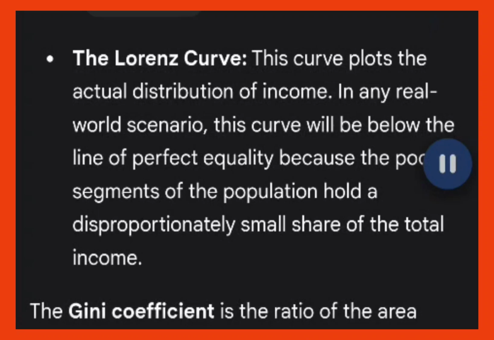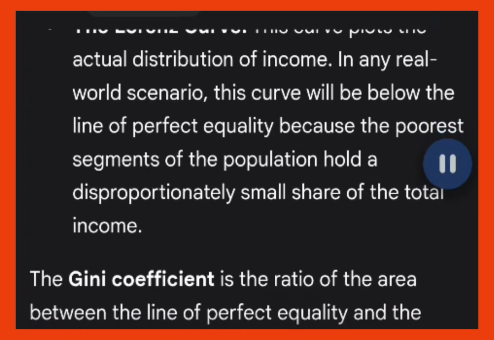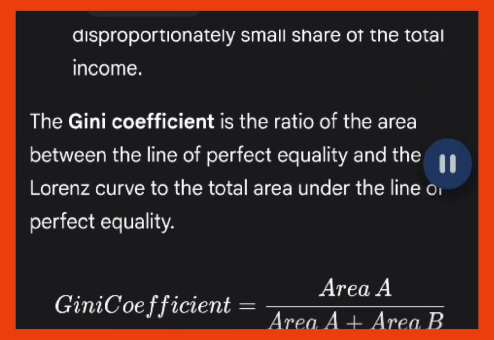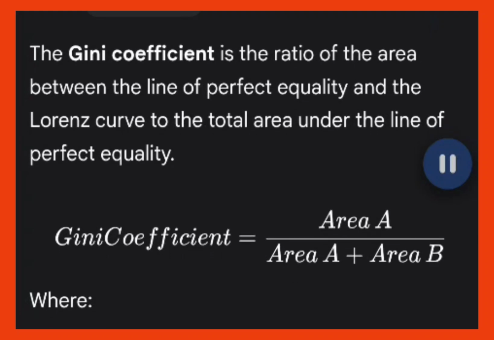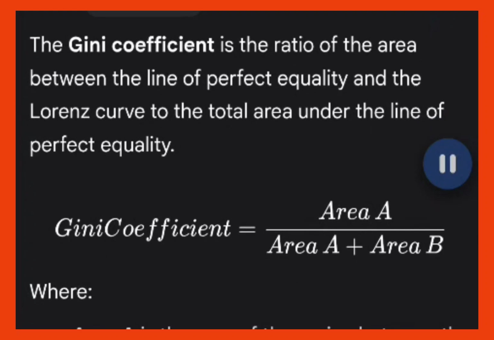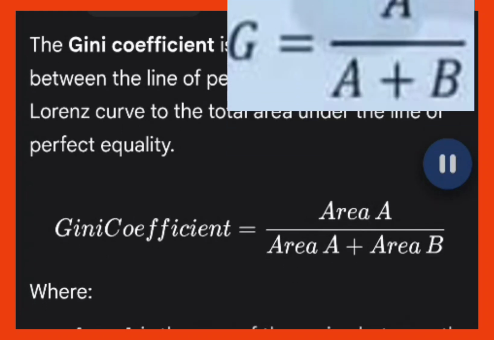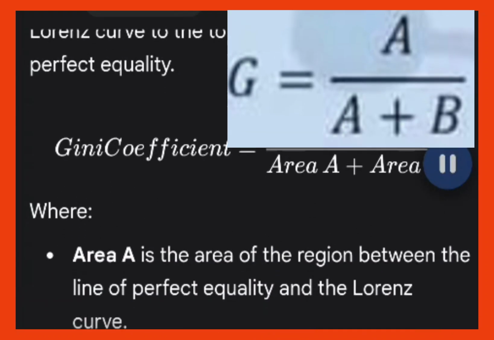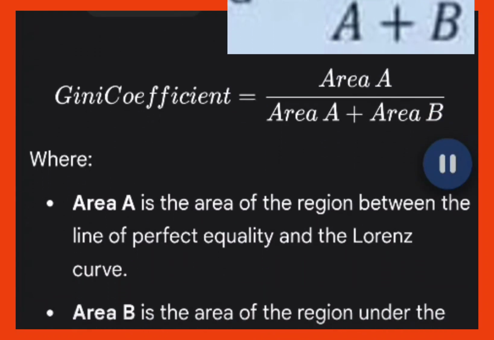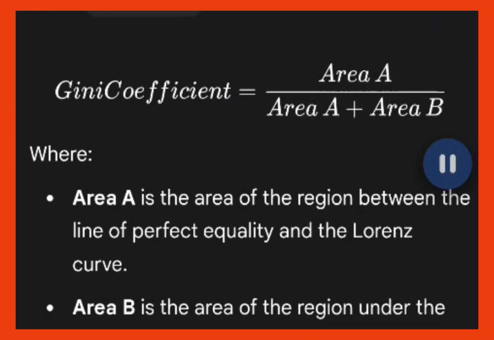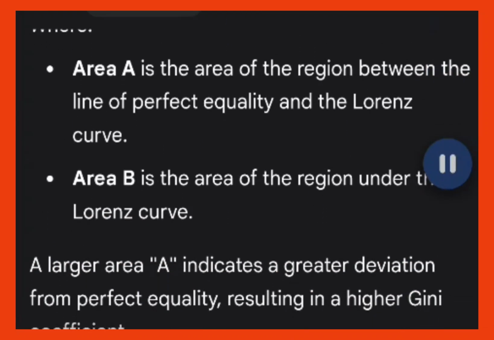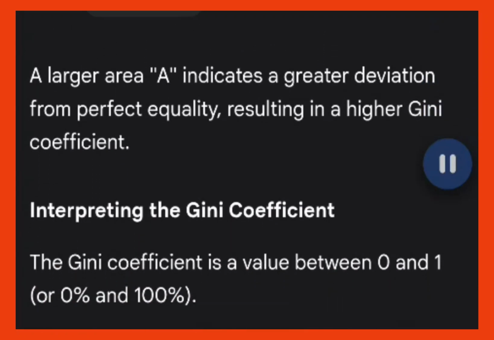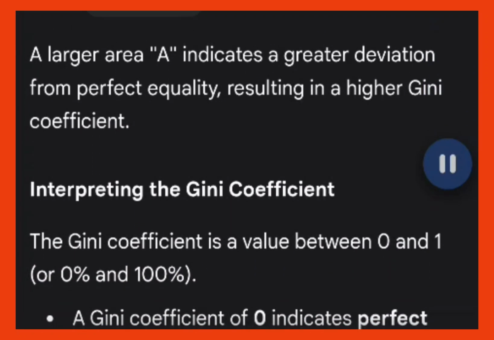The Gini coefficient is the ratio of the area between the line of perfect equality and the Lorenz curve to the total area under the line of perfect equality, where area A is the area of the region between the line of perfect equality and the Lorenz curve. Area B is the area of the region under the Lorenz curve. A larger area A indicates a greater deviation from perfect equality, resulting in a higher Gini coefficient.